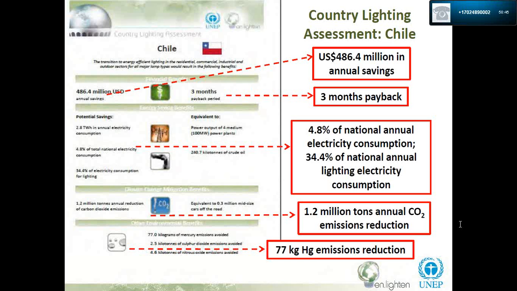So for the case of Chile, we see that an overall transition to efficient lighting would save almost 5% of national annual electricity consumption. And below that, you will see the CO2 savings. So the overall transition in that country would save 1.2 million tons of annual CO2 emissions. You will also see the mercury that could be avoided into the environment by having energy efficient lighting solutions. So instead of burning coal, which would emit mercury to the environment, these energy efficient lighting solutions would save 77 kilos of mercury in Chile. Next one, please.